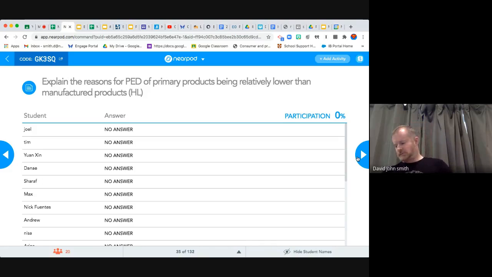So, HL learners, explain the reason for the PED of primary products being relatively lower than that for manufactured products. There you go.